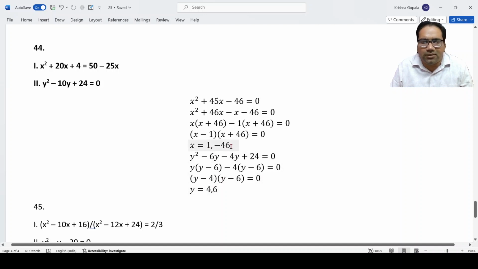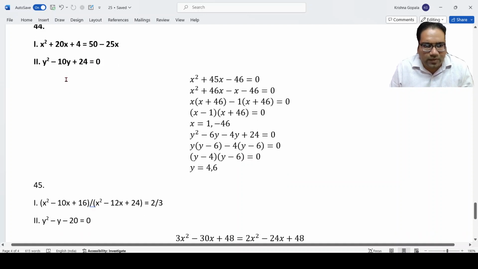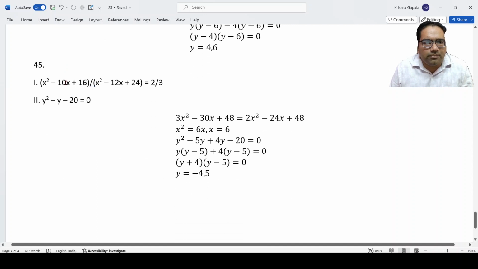x can be 1 or minus 46. So y is clearly greater than x. This is also an easy problem. We should solve it in 30 seconds. Let's get to one more problem. This also is an easy problem.